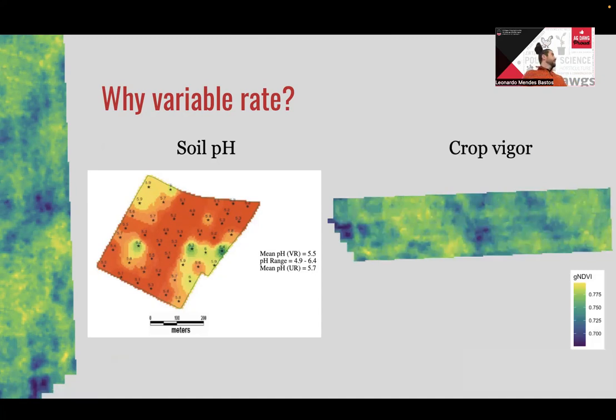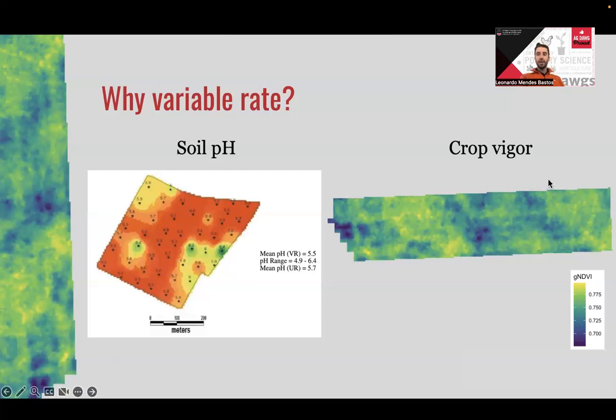Soil pH, at least, is something very static. It doesn't change as much from year to year. However, we also have crop vigor. Here I have a map of a field that we're going to be using in our exercise on Wednesday. That is crop vigor imagery, where we're seeing green NDVI. If you're not familiar with green NDVI, it's basically the same as NDVI, but instead of using the red band, we're using the green band.